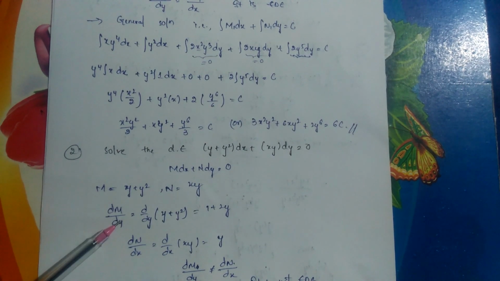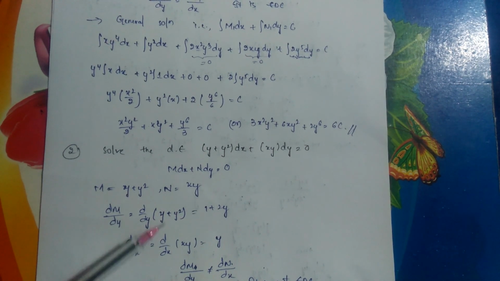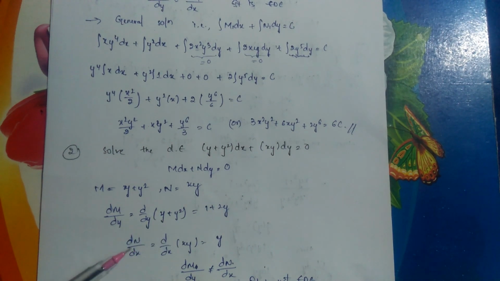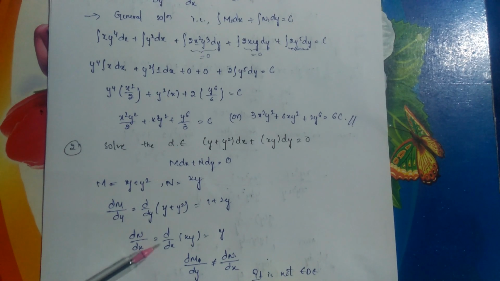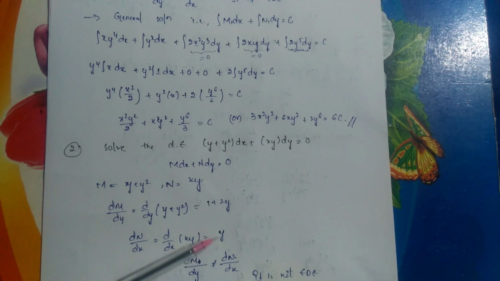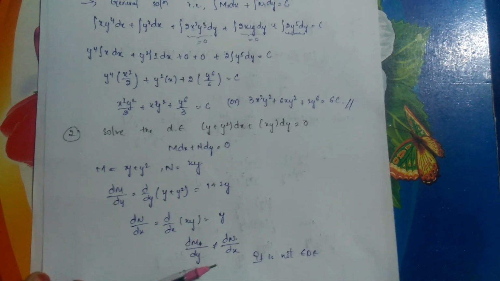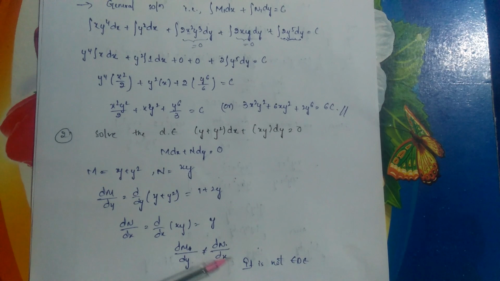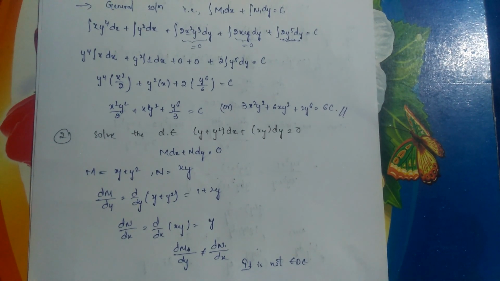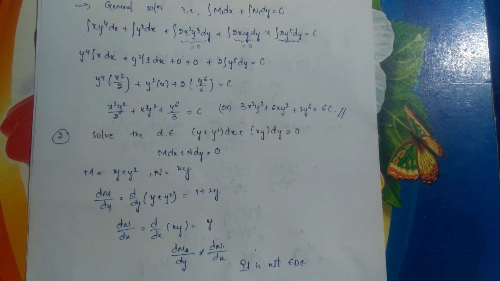So differentiate this: dou M by dou y is dou by dou y of (y plus y square), and y differentiation is 1 and y square differentiation is 2y. So dou N by dou x is equal to dou by dou x of xy, that equals y, since y is constant here and x differentiation is 1. So we see here the differentiations are not equal, so we can say that it is not an exact differential equation. So we make this exact by multiplying with a suitable integrating factor.